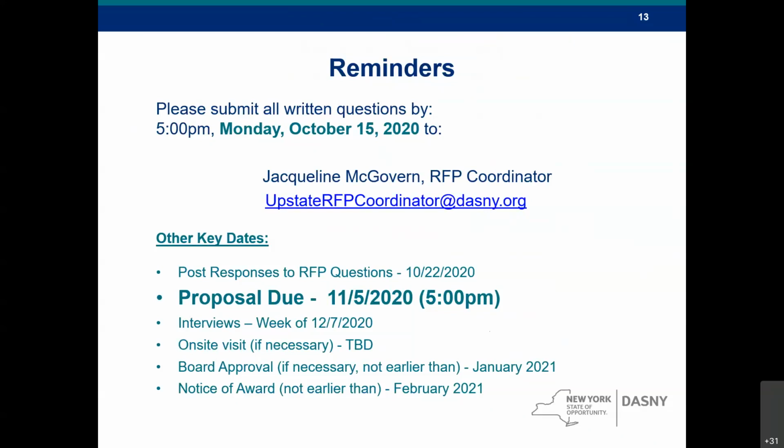Is this RFP process taking place because APS2 is being sunset in December 2021? Yes, that is part of it. That is our understanding that the APS2 system is sunsetting on December 31st of 2021.